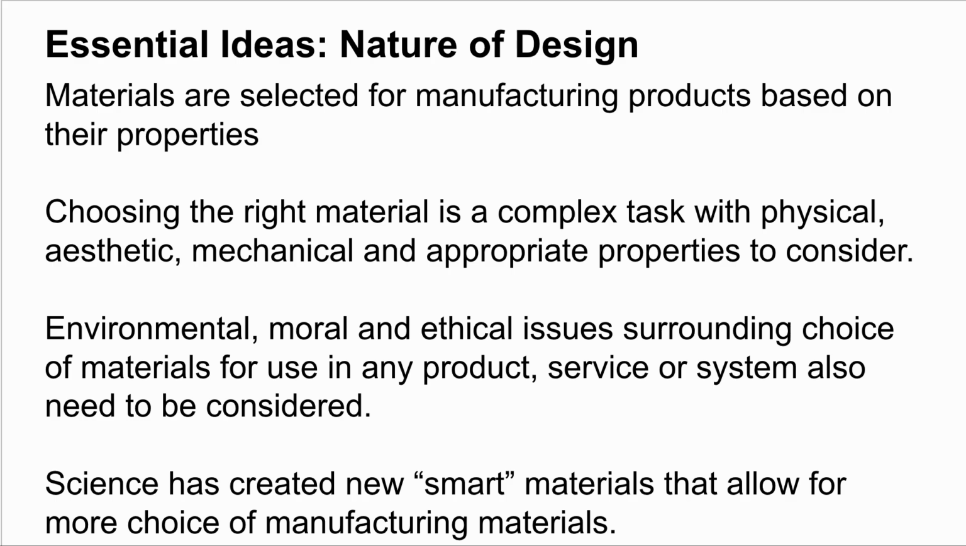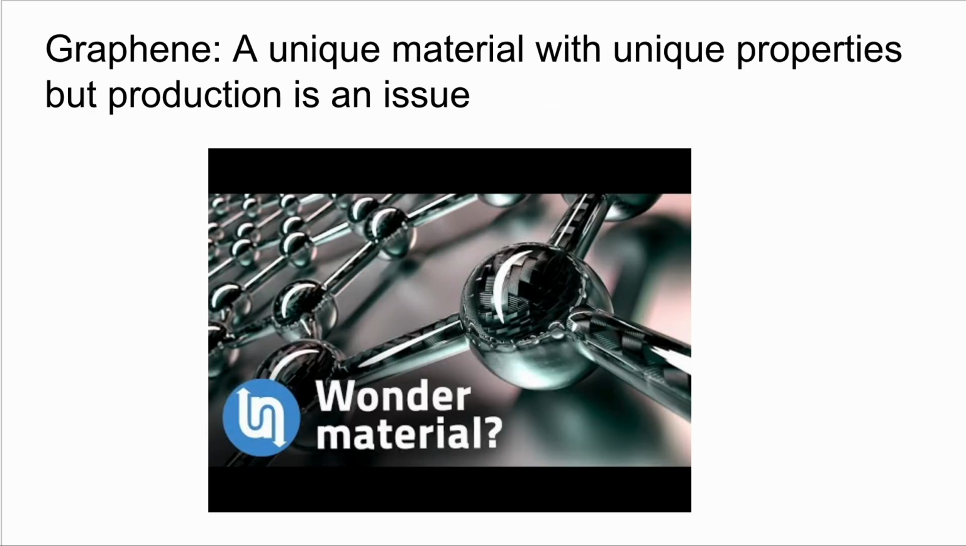We also need to consider the environmental, moral, and ethical issues surrounding the choice of materials for the use of any product, surface, or system, and science has created some new smart materials that allow for more choices of manufacturing materials. And one of those choices is graphene. This is kind of a cool video that shows a really interesting substance called graphene. Have a look at it. It's got some unique properties. Could, if it was scaled up, and something that we could use, solve a lot of problems.